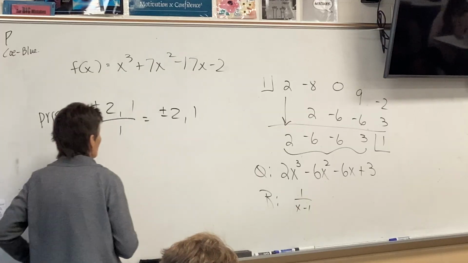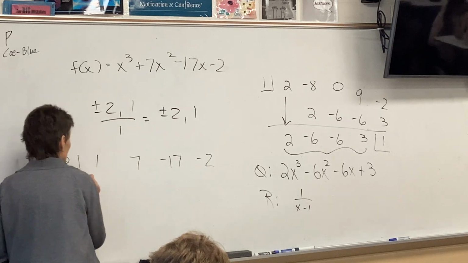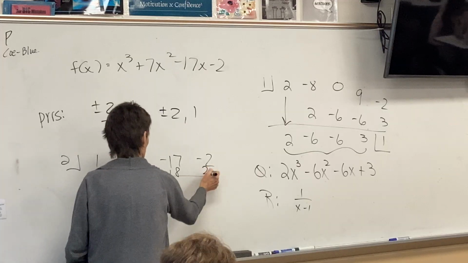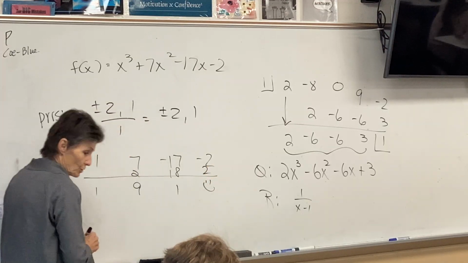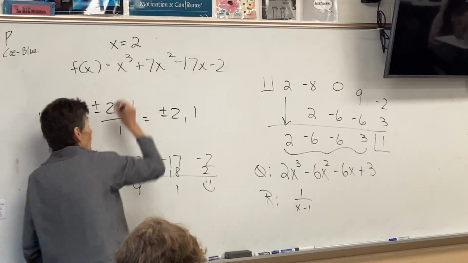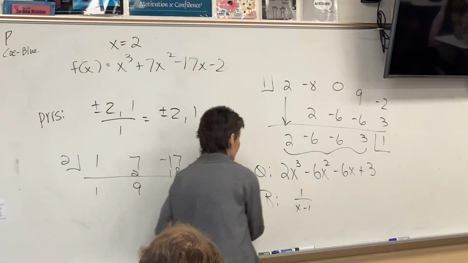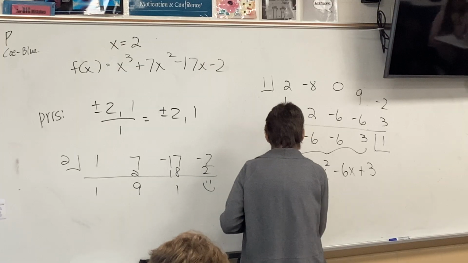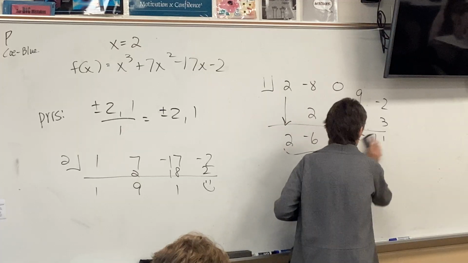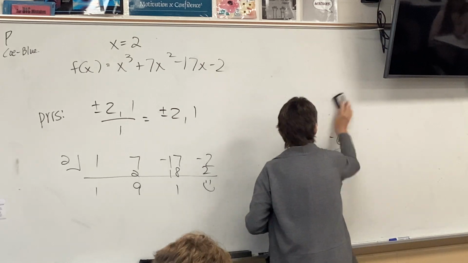Okay, so then we just pick one. What do you want to try? 2. Well, there you go again. So your job was to find the roots. So one of the roots is 2. When you pick a number and you divide it out and it goes in evenly, that means it's a root. So then where do we go from here?